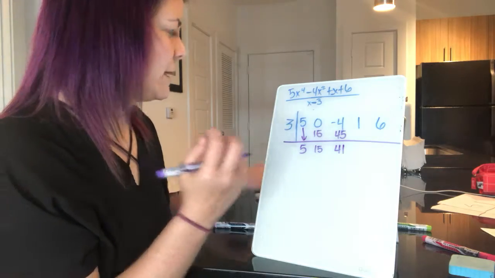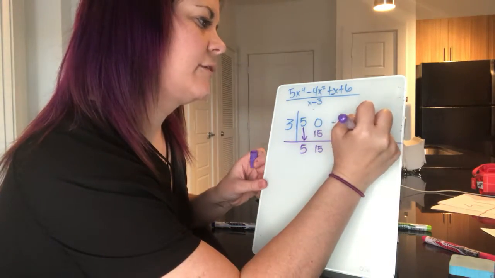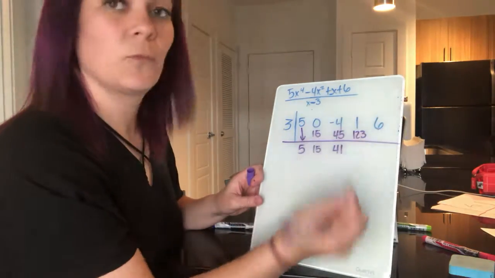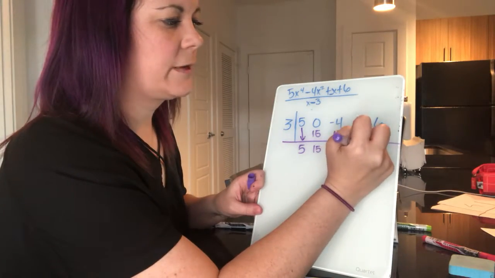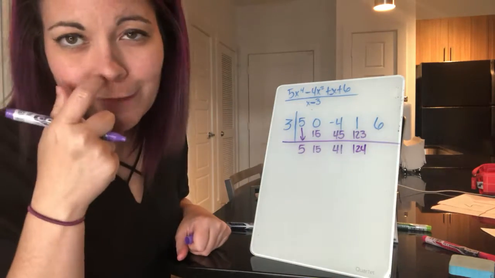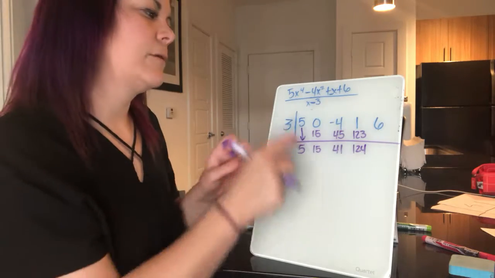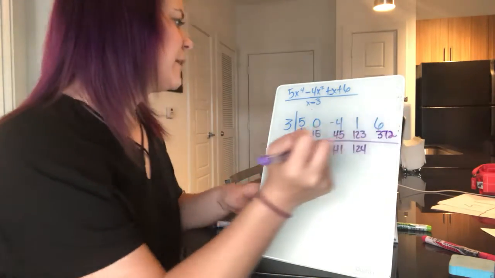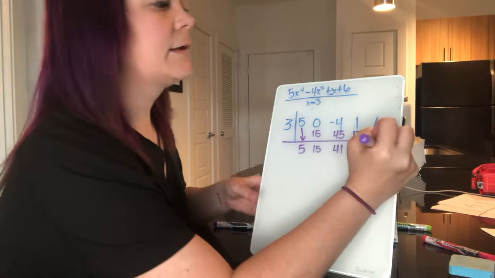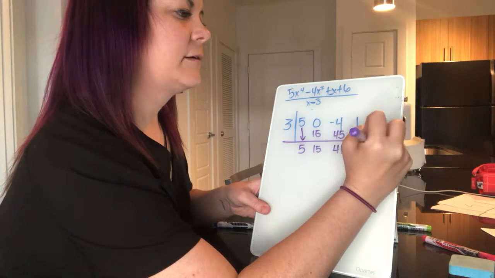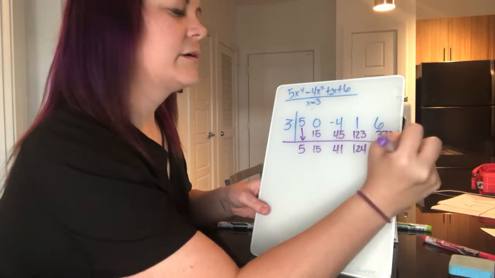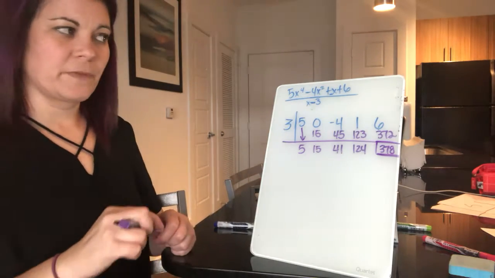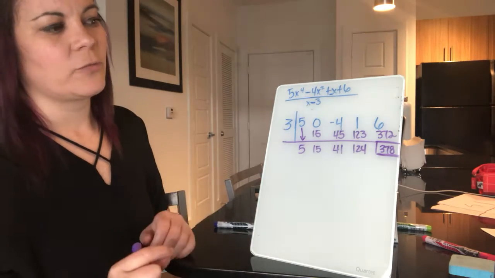41 times 3 is 123. 123 plus 1, sorry, not times 1. It's 124. 3 times 124 is 372. 372 plus 6 is 378. Okay, that last number is what you call the remainder.